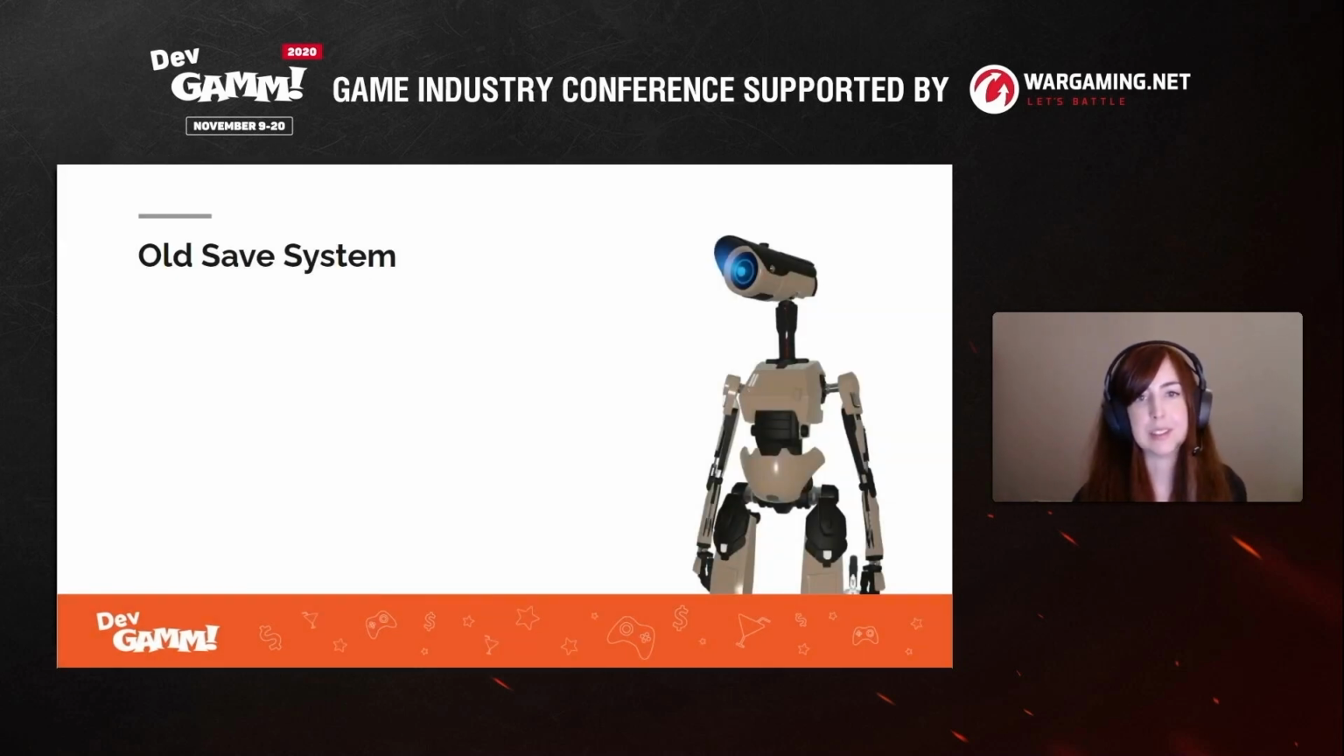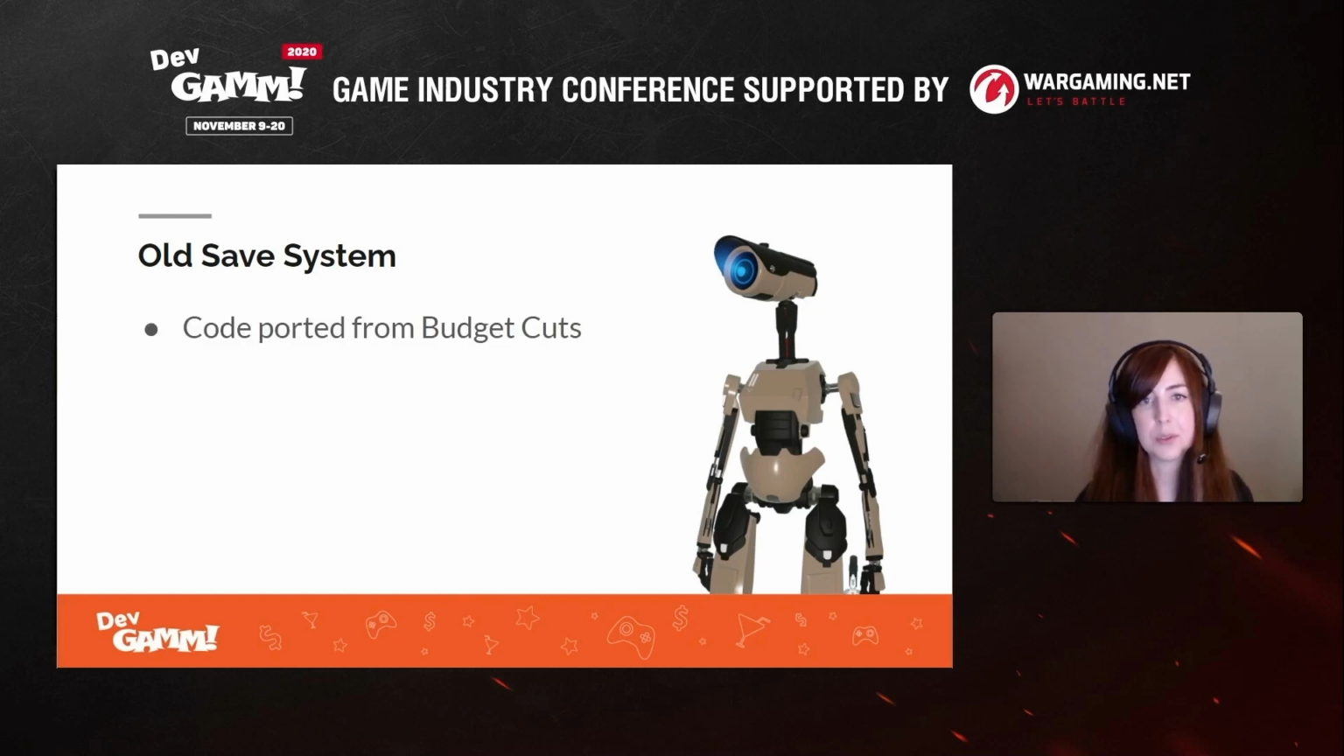When we implemented the first version of the save system, we didn't have a lot of time to do it since we had a deadline that we needed to meet. So we decided to just take the save system from Budget Cuts and integrate that into our project. In hindsight, that might not have been the best idea.